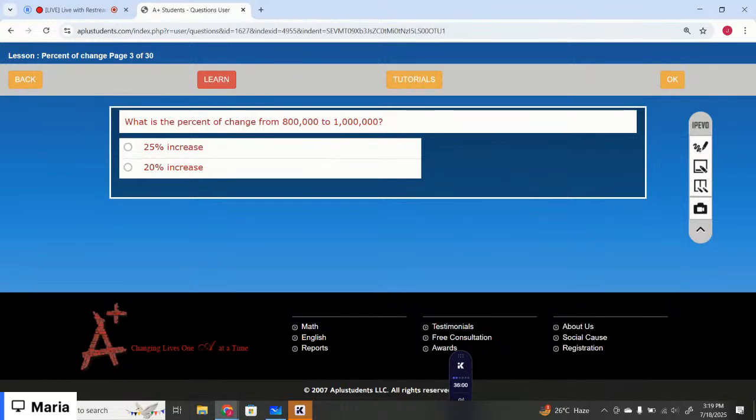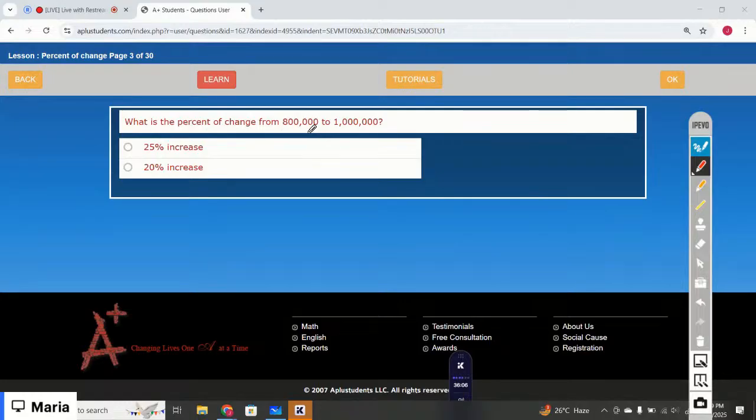What is the percentage change from 800,000 to 1 million? So 800,000 to 1 million is 200,000. 200,000 divided by 800,000, so that would be 1 over 4. That equals 25% increase. Option number 1 is the correct option.